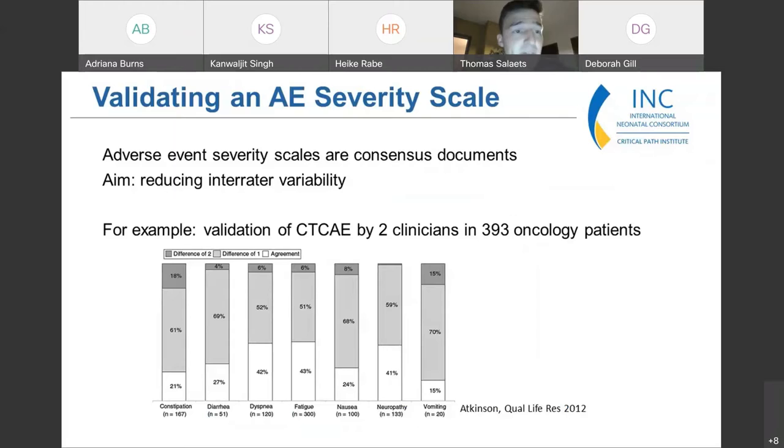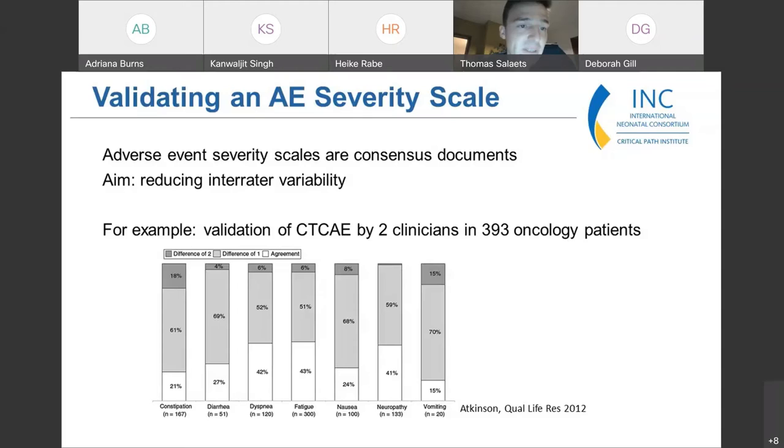All these documents are just consensus documents, so not many of them are actually validated. But we still think the aim of these documents is to reduce inter-rater variability. If you define it like that, you come up with a testable hypothesis. For CTCAE, for seven of the adverse events in their 500-adverse-event-long document, there has been some validation. Some researchers have looked at inter-rater variability.